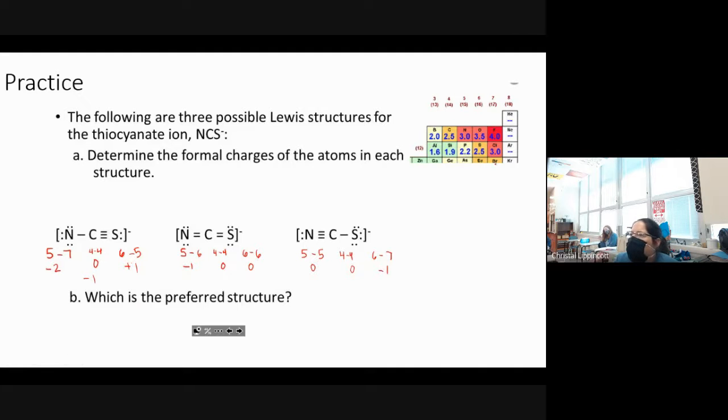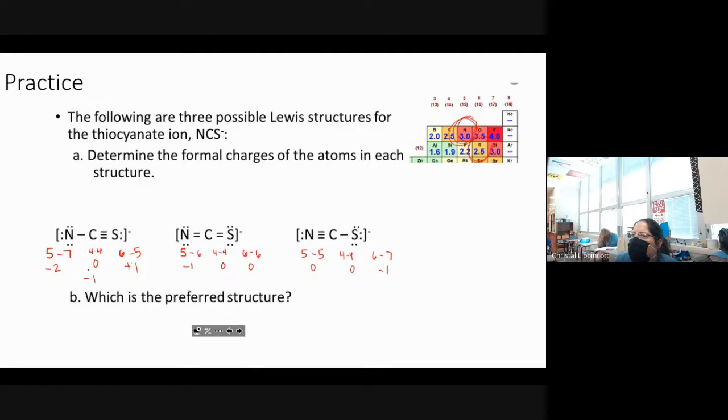And that comes down to electronegativity. So which one of these 3 atoms is more electronegative? No, nitrogen's more electronegative. See, it has a 3 here, and sulfur has a 2.5. So nitrogen needs to be carrying the negative 1 charge if it can. So here, it's carrying more of the charge than this guy.